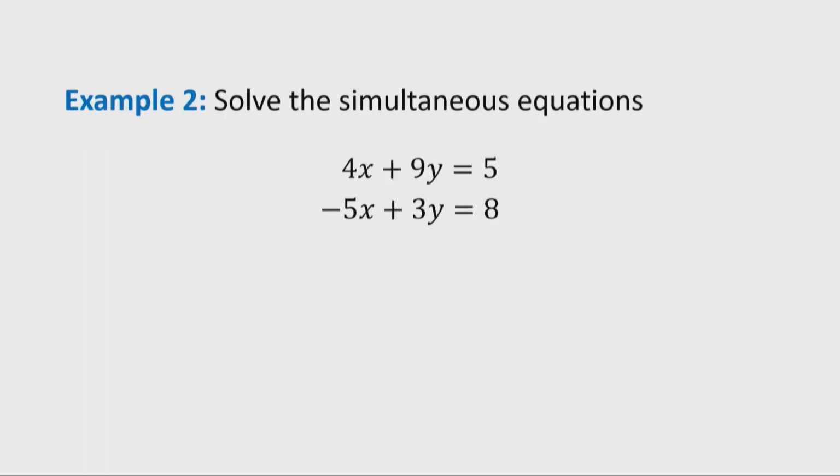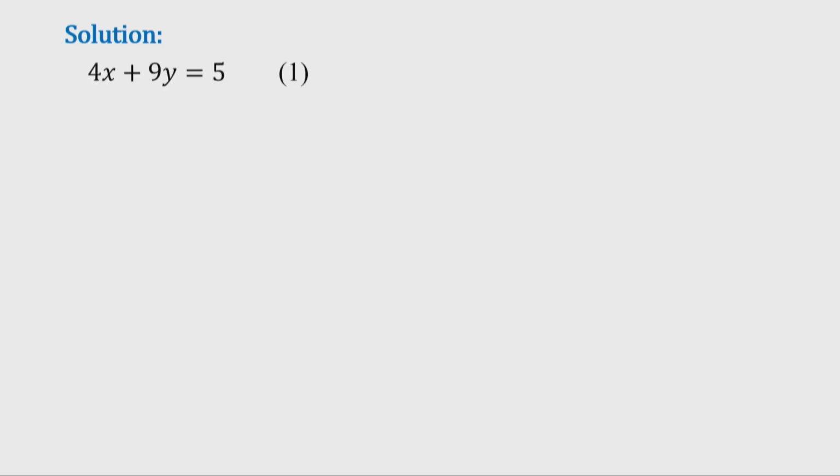Let us move on to a second example. Solve the simultaneous equations 4x plus 9y equal to 5 and minus 5x plus 3y equal to 8. So the first step will be to label our equations 1 and 2 respectively. Now I have decided to choose equation 2 and I will make y the subject of formula. So from equation 2 we will have 3y equal to 8 plus 5x.